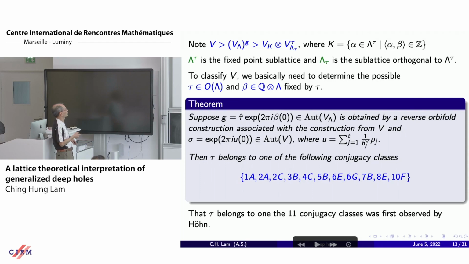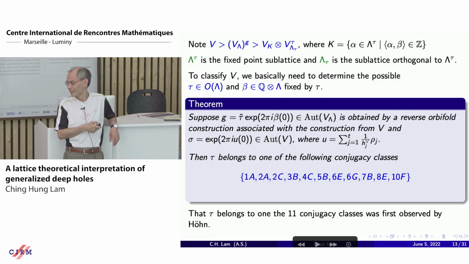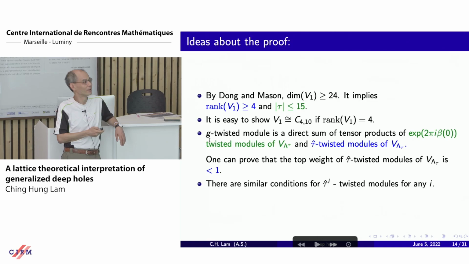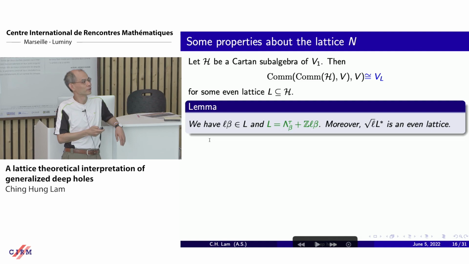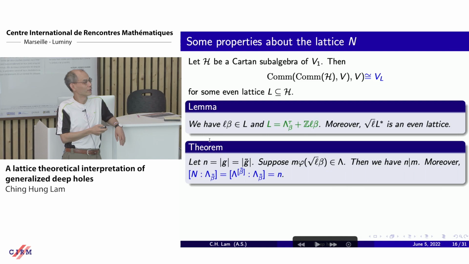So I start from V, then I have the delta. So this will give me the Leech lattice. Yes. So I start from V, which is an arbitrary holomorphic V with central charge 24 with semi-simple algebra. So this will be an even lattice. And then I also know the index will be n, which is the order of g.